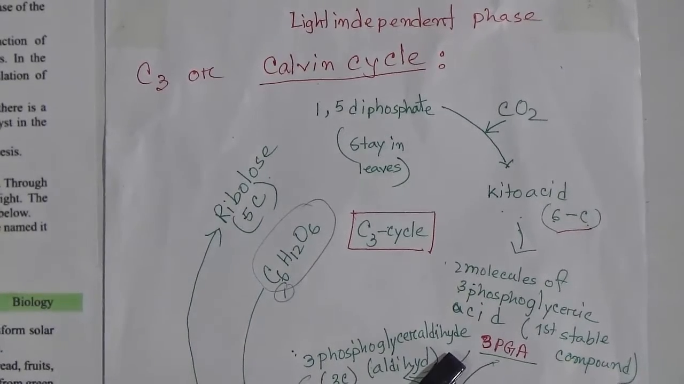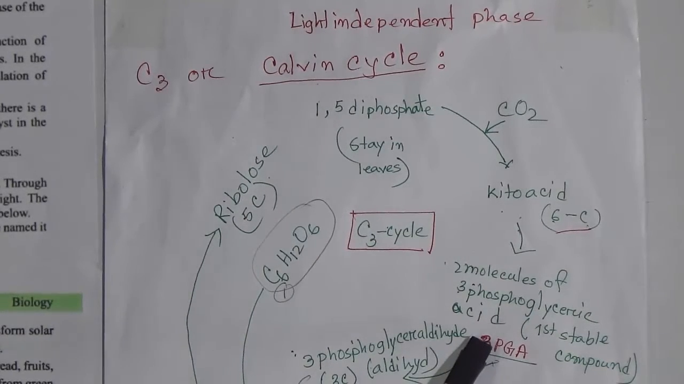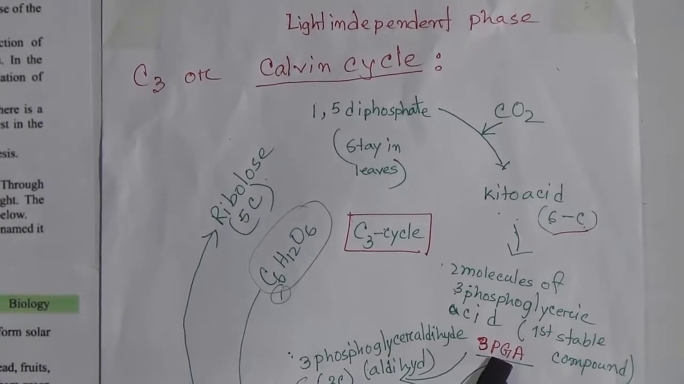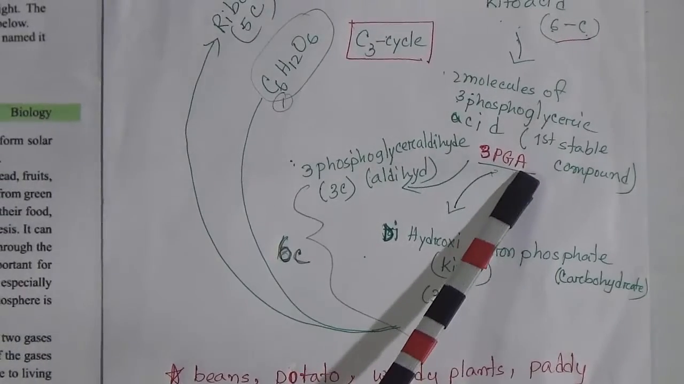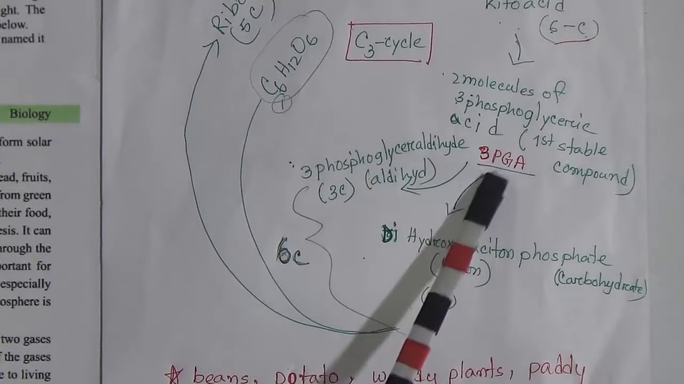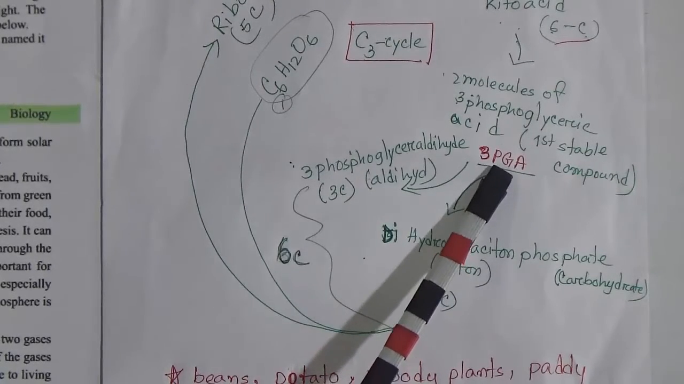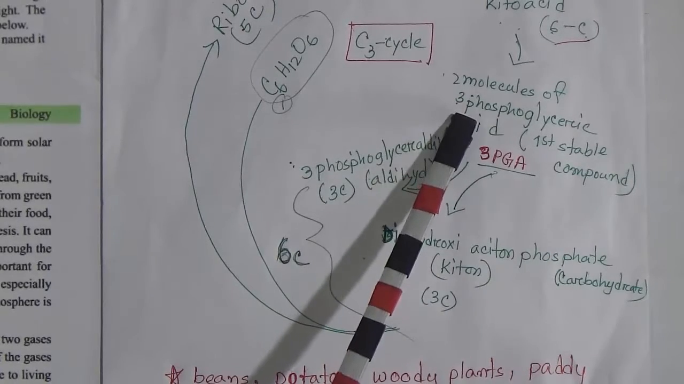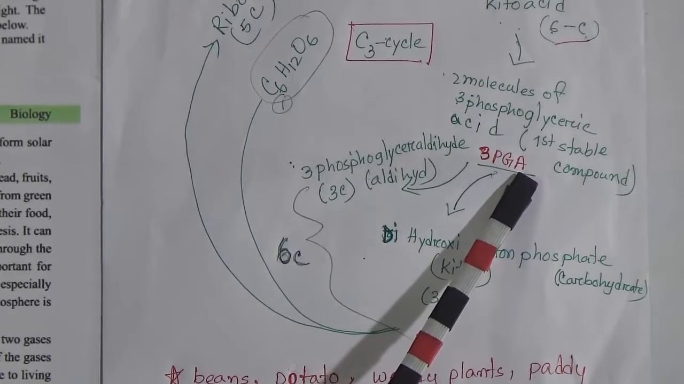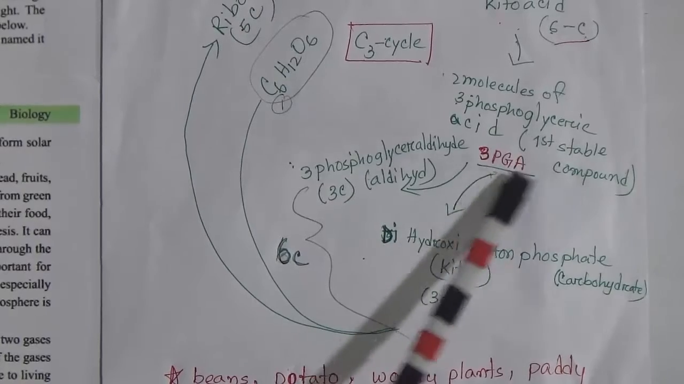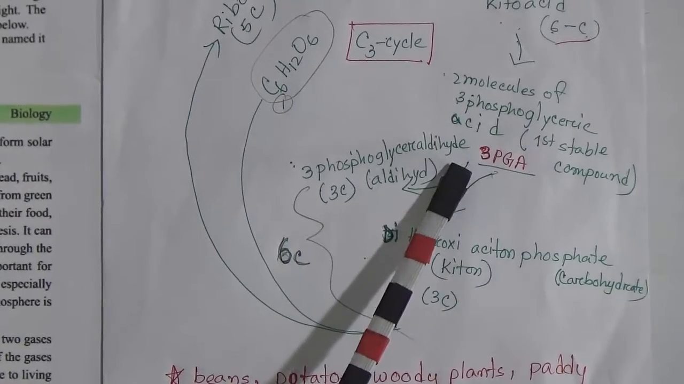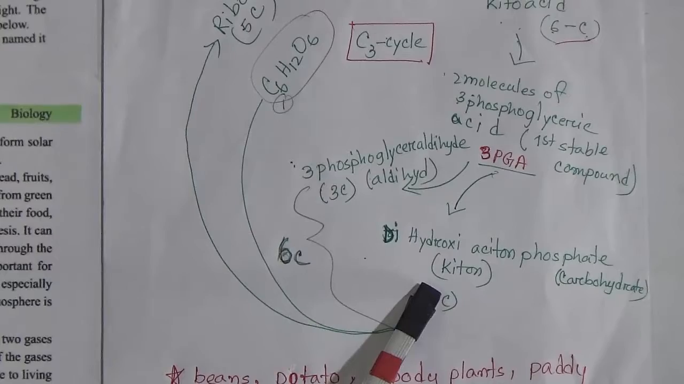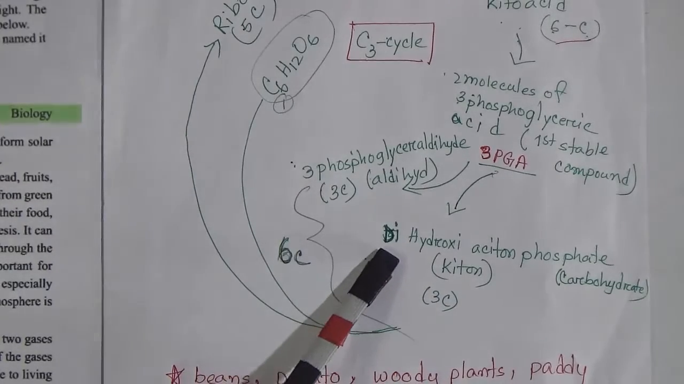In short form, to remember the name, we can write 3PGA: 3, then P for phospho, G for glyceric and A for acid. You can't use it in the exam copy, but it is for remembering. This is the first stable product and it has 3 carbon, that's why this cycle is named the C3 cycle.